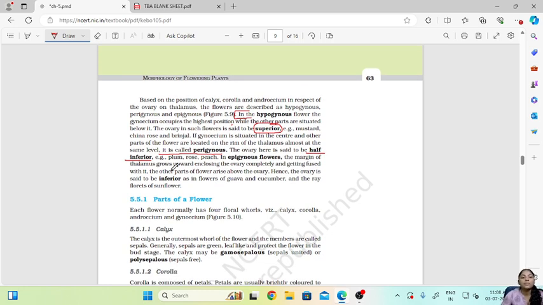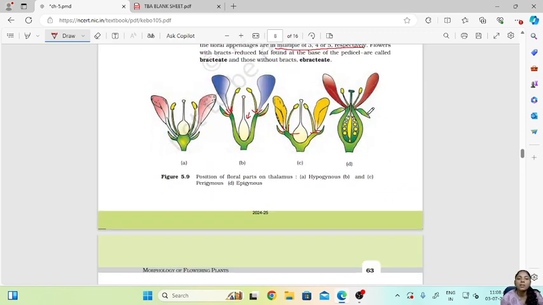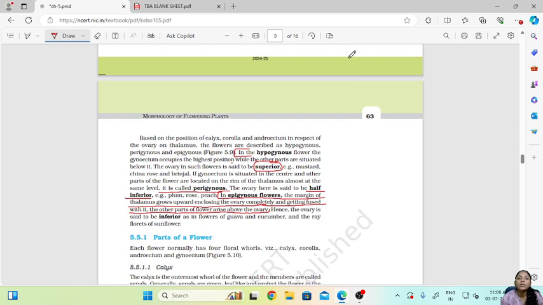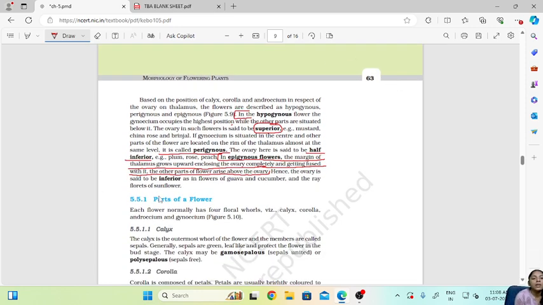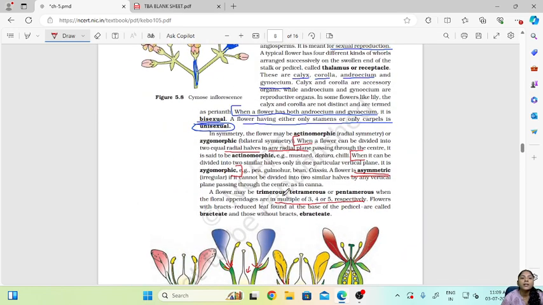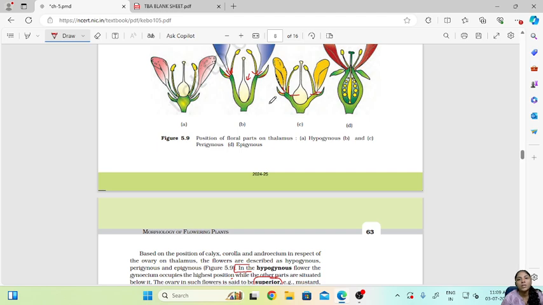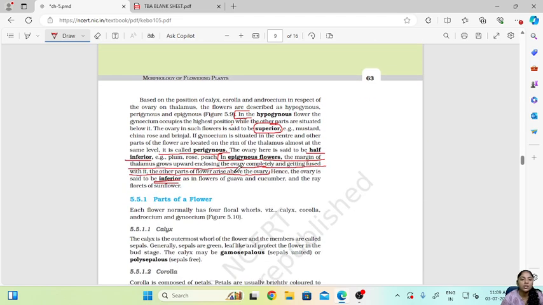Then in epigynous flowers, the margin of the thalamus grows upwards, enclosing the ovary completely and getting fused with it, and the other parts of the flower rise above the ovary. So in this case, the thalamus encloses the ovary and the other parts grow above it. In this type of flower, the ovary is said to be an inferior ovary. So these are the different types of flowers based on the position of the ovary, the corolla, calyx and androecium.